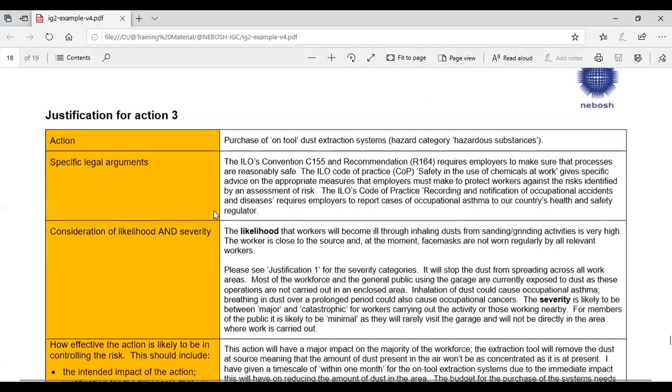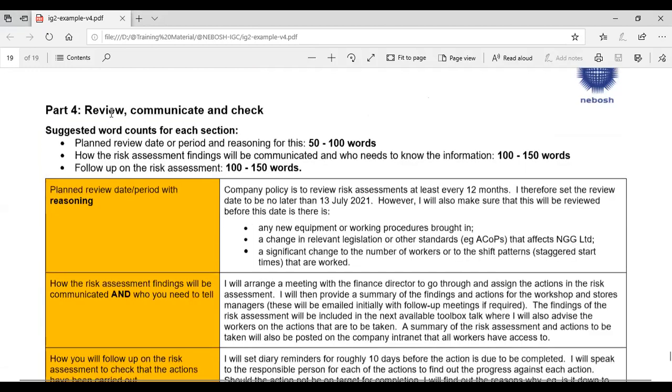Then the last portion of risk assessment is all about review, communicate, and check. What is the suggested planned review date or period? I'm responding to this in 50 to 100 words. How the risk assessment findings will be communicated and who needs to know the information: 100 to 150. Follow up on the risk assessment: 100 to 150.